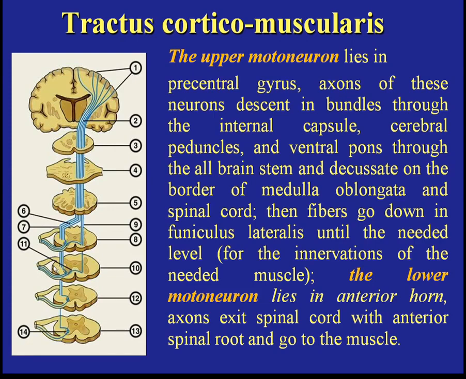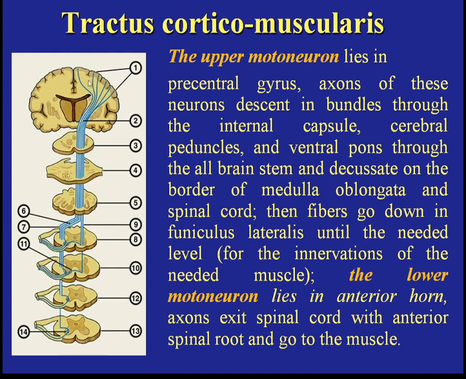What does that mean? For example, if we want to move our arm, this is the cervical level, a level of cervical thickness. If we want to move our leg, this is a lumbar level, a level of lumbar thickness. So on the needed level, the information passes to the anterior horns, to the motor cells of anterior horns. The lower motor neuron lies in the anterior horn. Axons exit the spinal cord with the anterior spinal root and go to the muscle.